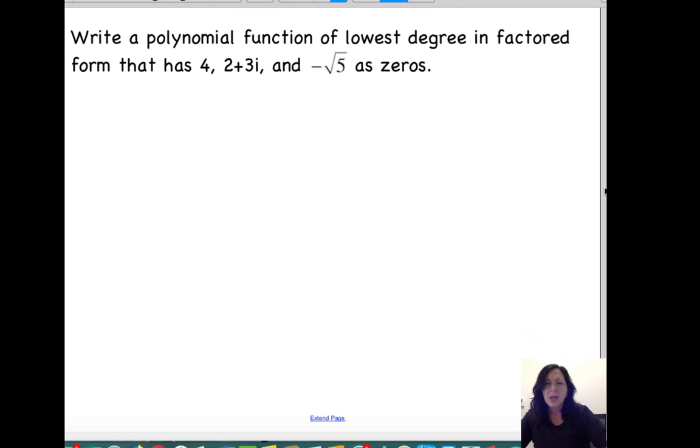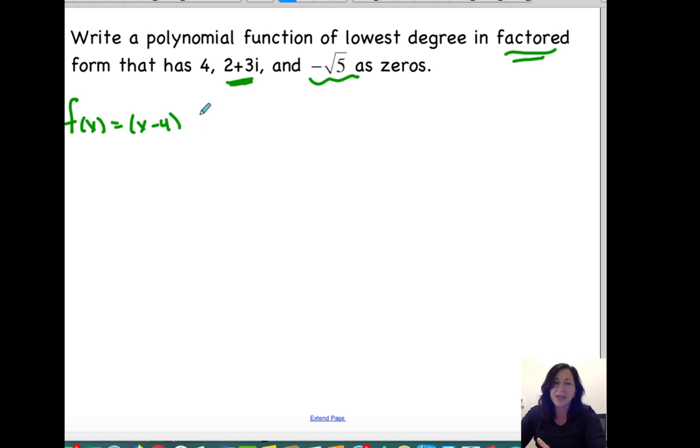Okay, next term. Your job is to write a polynomial function of the lowest degree in factored form that has these zeros. So you would start off with f of x. We're going to go x minus 4. I'm going to hold off on this for just a minute. I'm going to use the square roots. Remember, they come in pairs. So that's going to be x plus the square root of 5 and x minus the square root of 5.